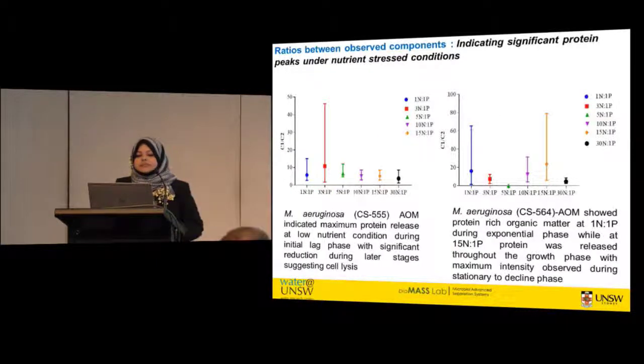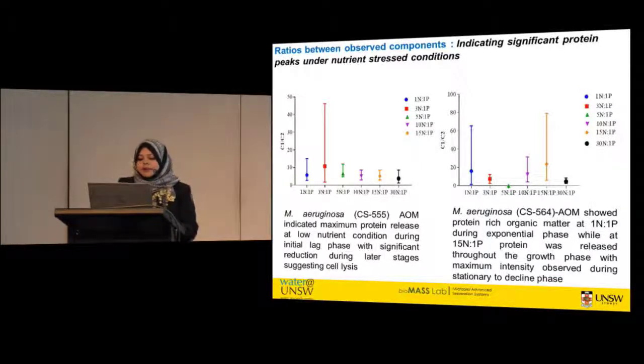We did some ratios between the observed components as well. We wanted to see what the character of AOM is and how it's varying along the growth phases. So we did a ratio between C1 to C2. C1 was the protein-like, and C2 was the humic-like fluorescence. And we saw that a higher protein character was observed for AOM at the lower nutrient concentration for CS555.